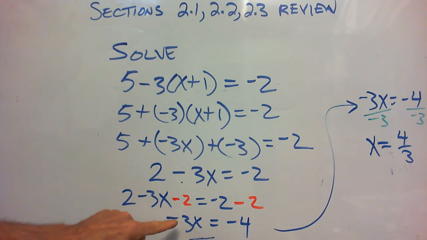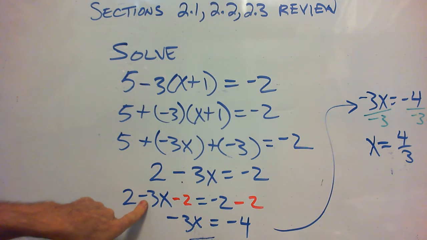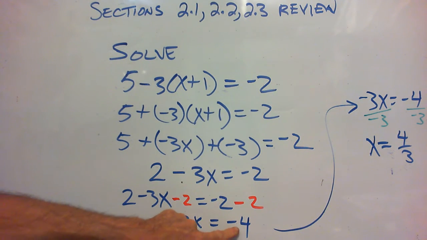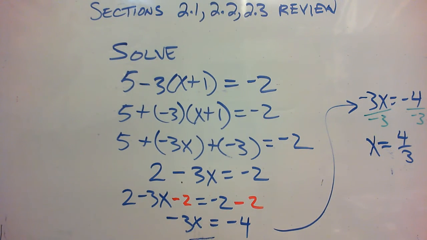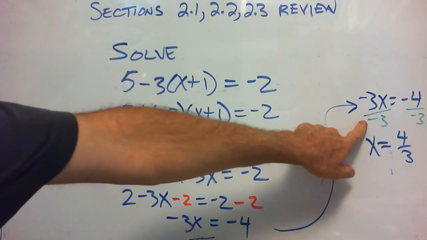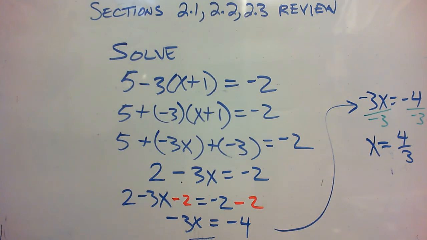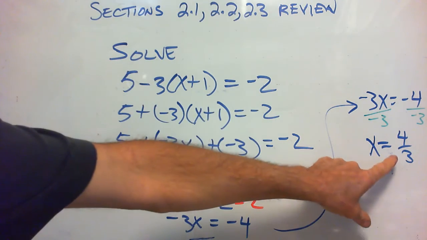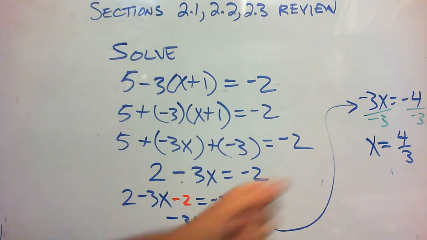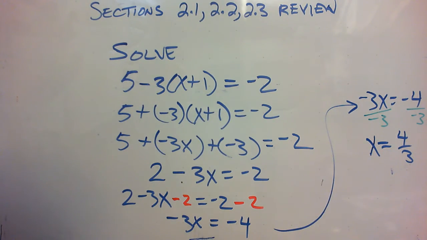So when we subtract 2 from both sides, we're left with -3x on the left equals -4. Divide both sides by -3, and we get x equals -4 divided by -3, which simplifies to just positive 4/3, because remember, 2 negatives divided results in a positive result.